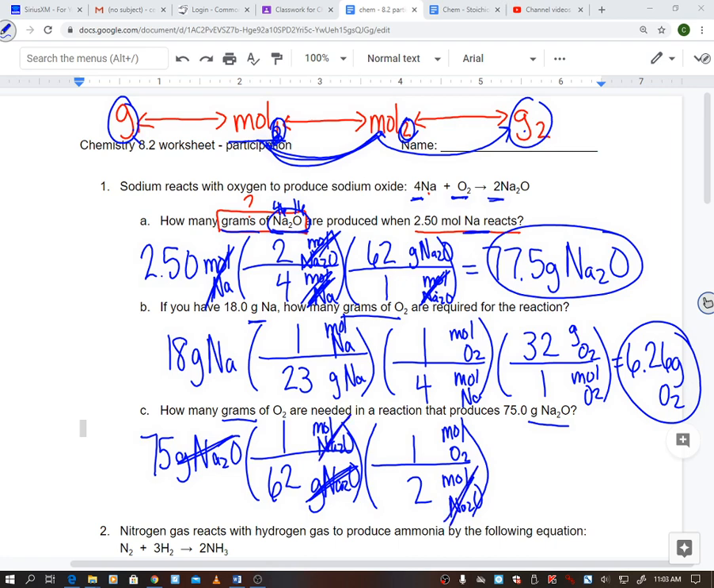Now I need to figure out how much that is going to weigh. So I'm going to go from moles of my new one to grams of my new one. So I'm going to put moles of O2 down here, grams of O2 there. Oxygen, O2 weighs 32. 1 oxygen is 16, but I have 2 of them. I've seen that quite a bit here in the past week, people giving me 16 for O2. It is 32. So 75 divided by 62, divided by 2, multiply that by 32, and your answer is 19.35 grams of O2.